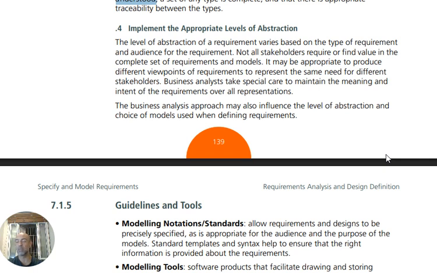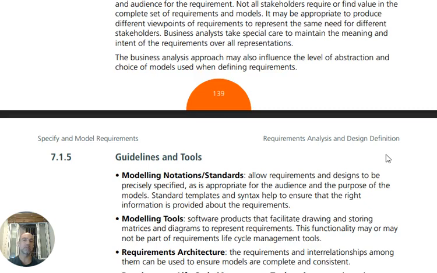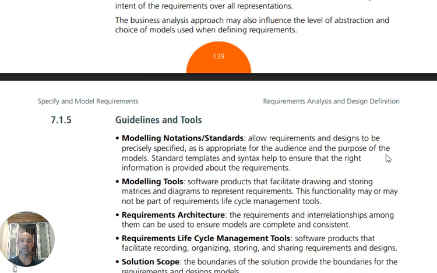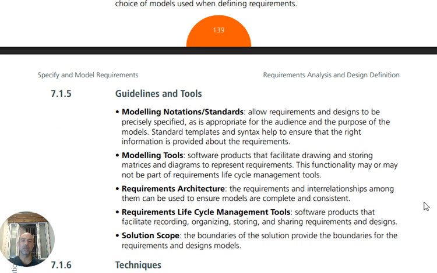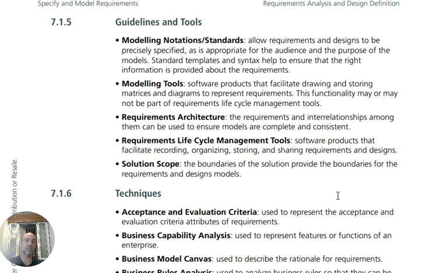That's why most of the time metaphors work, because you're able to explain something simply and it sends the same message. And sometimes details are not really that intense or needed. What are the guidelines and tools? Modeling notation standards. We have them that allow requirements and designs to be specified in a way appropriate for our audience and purpose: the models, standards, templates, and syntax that help ensure the right information is provided about the requirements. Modeling tools, software products to facilitate it; you pick your ones.